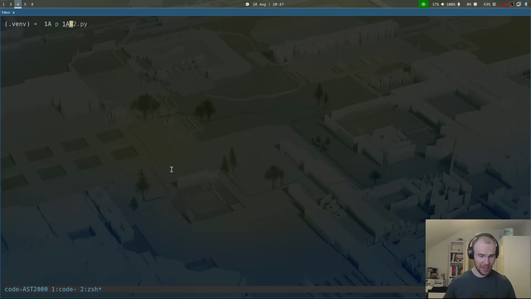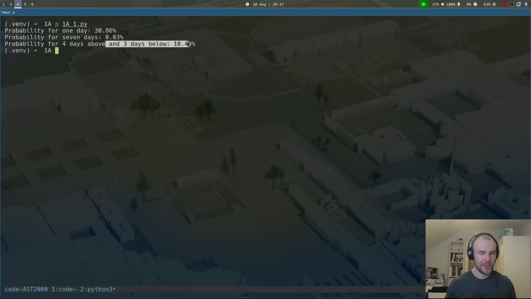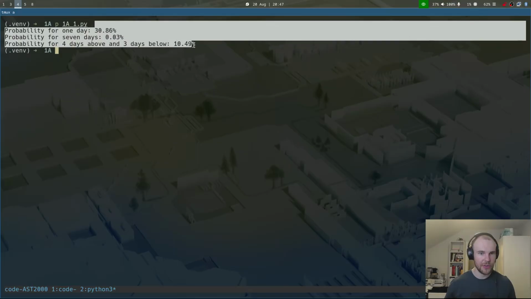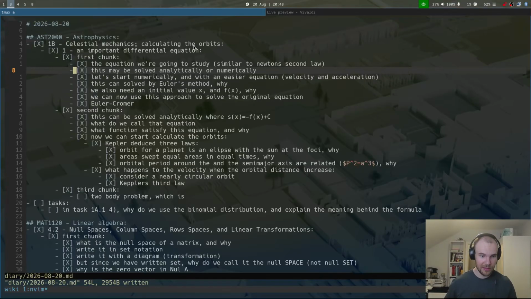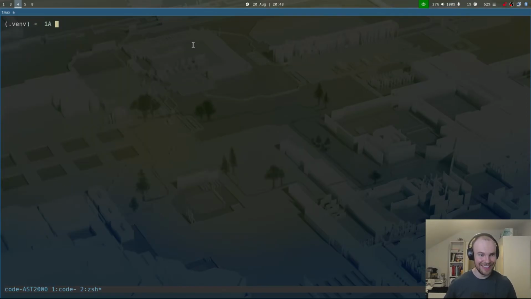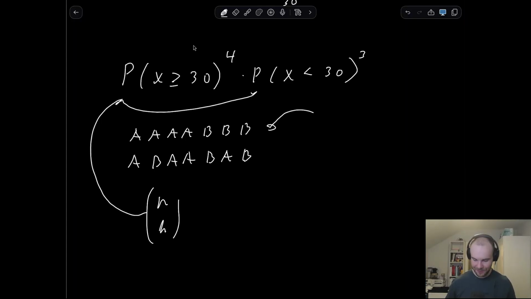We get that probability and can run it through. You can see the probability here is 10.49%, which is correct, and so are the others as well. Pretty neat, pretty good, pretty happy. Now let's move on to linear algebra.